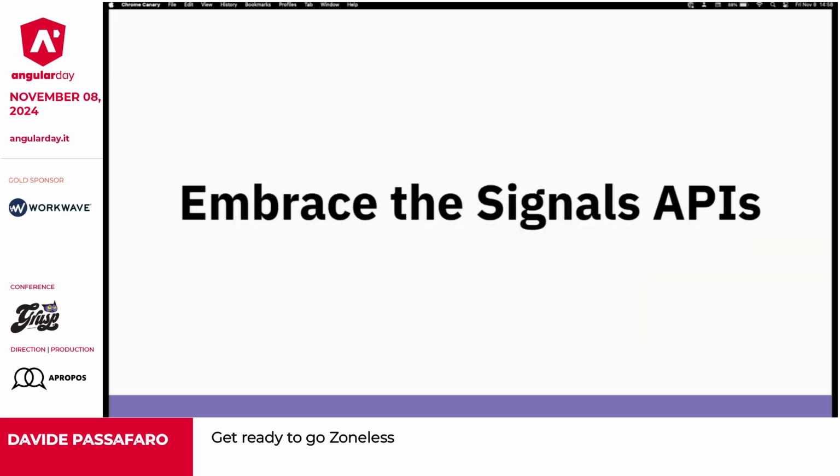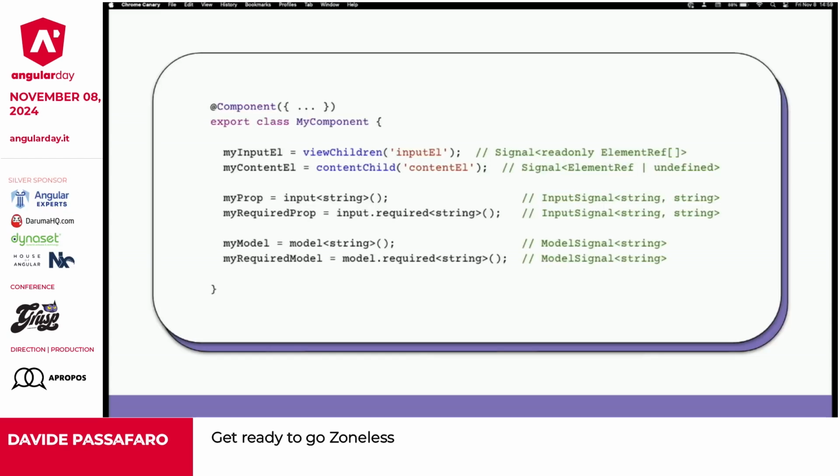So I suggest you also embrace the signal APIs, because the more you use them, the easier it is to prepare your application to go zoneless. Which means I suggest you use the new signal APIs, such as viewChild, viewChildren, contentChild and contentChildren, so the new queries, the new input and model signals, which are basically a way to substitute the Input decorator.